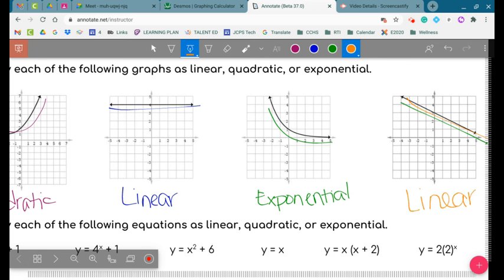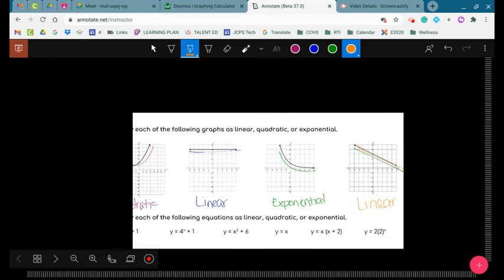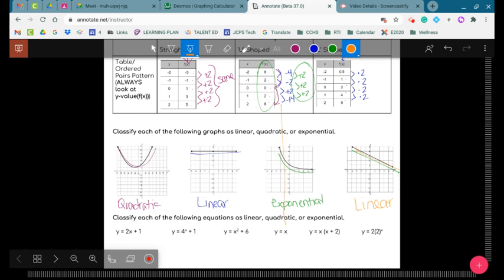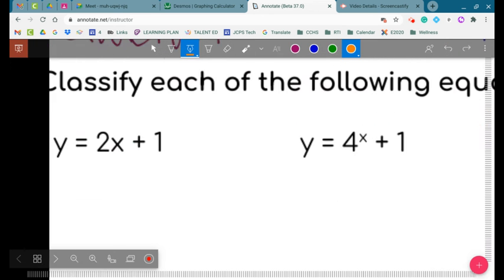So the biggest thing is you will have to classify these in a graph and an equation, and then whenever we're graphing our input output tables, you'll have to actually now classify them. Next, we're going to do the equation.